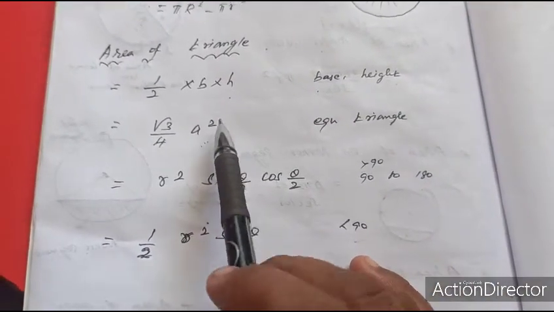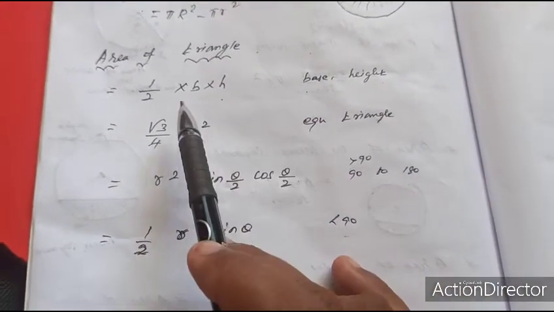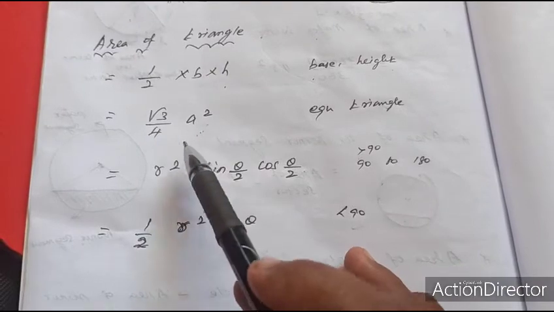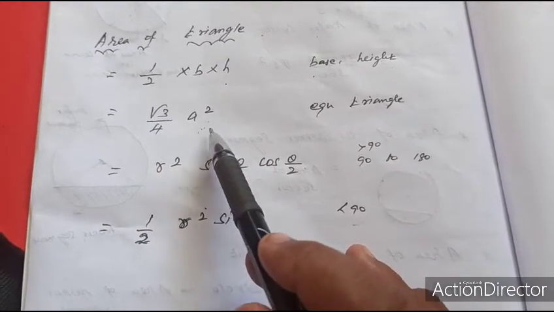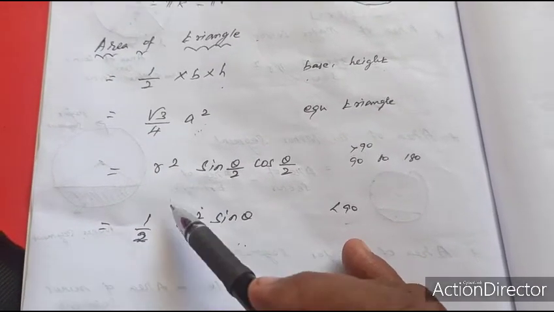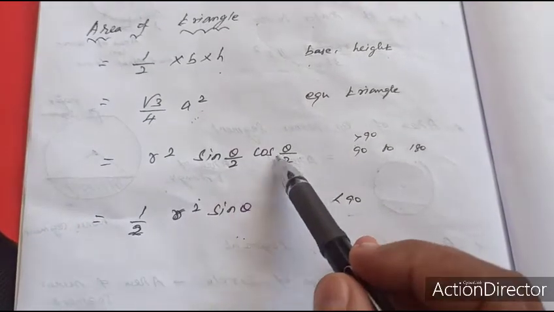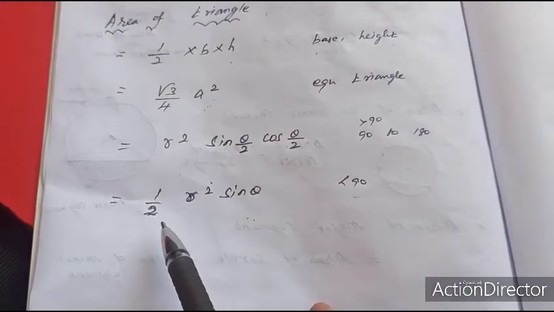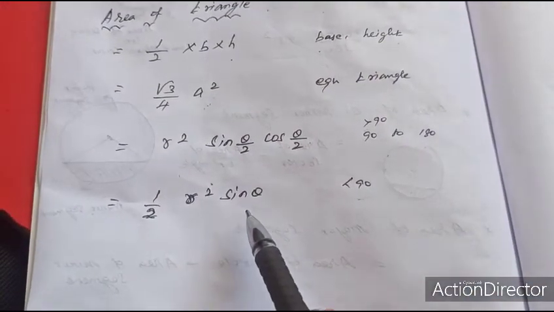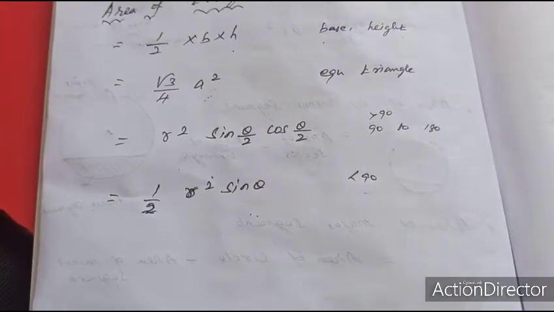For the area of the triangle, the formulas are: base and height, half into b into h; another, root 3 by 4 into a square; another, r square sin theta by 2 cos theta by 2; and next, 1 by 2 r square sin theta.